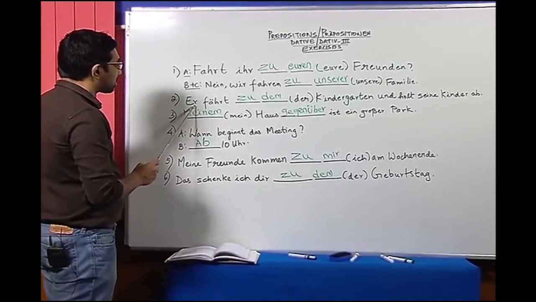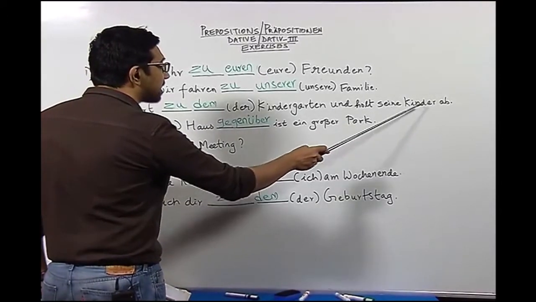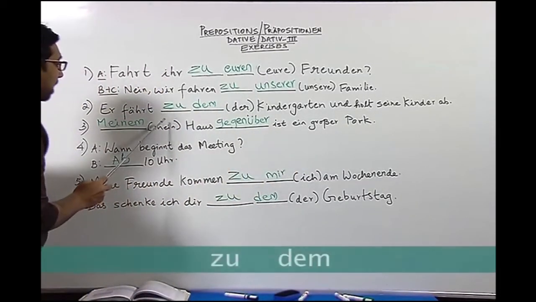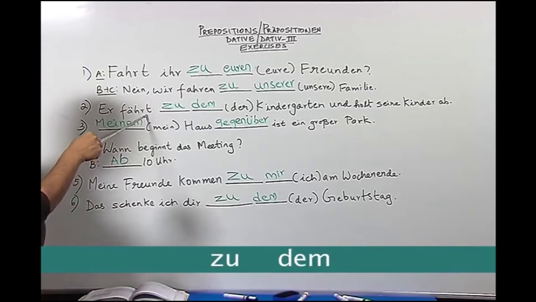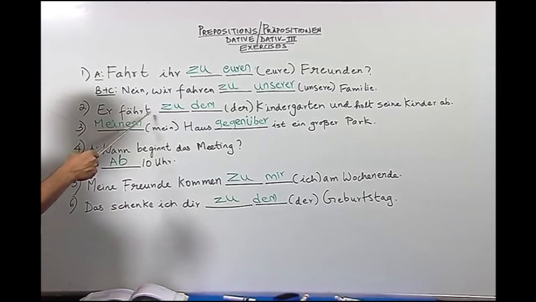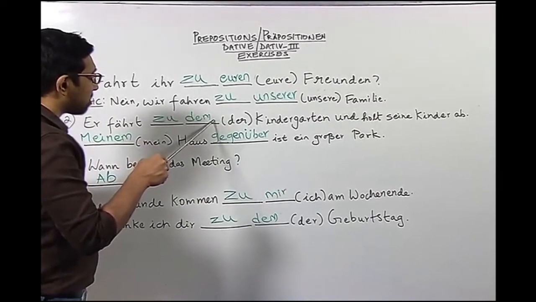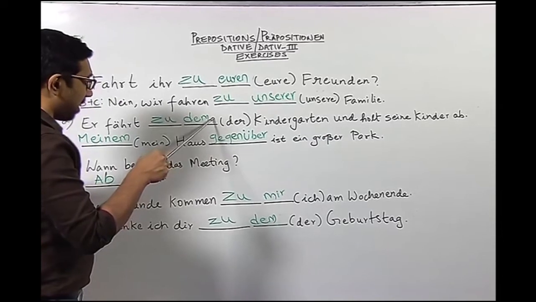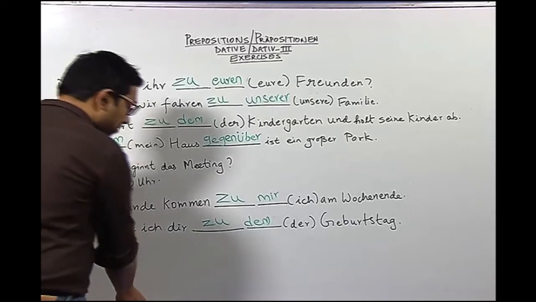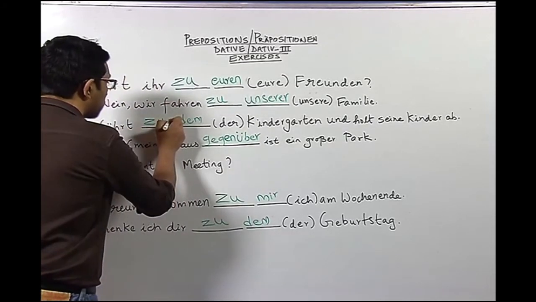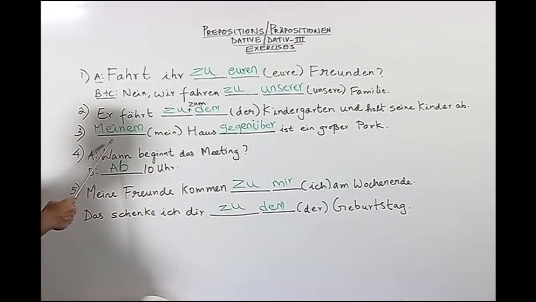Now let us look at sentence number 2. Er fährt zu dem Kindergarten und holt seine Kinder ab. Here the student correctly wrote the preposition zu based on the verb fährt, which means to drive, as you know, and since it's a movement verb, the student wrote the preposition and also wrote the correct dative form of the article there as dem. And as you know, we can combine these two words into one word, zu plus dem becomes zum.